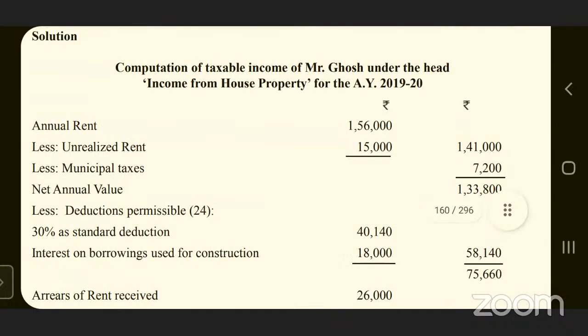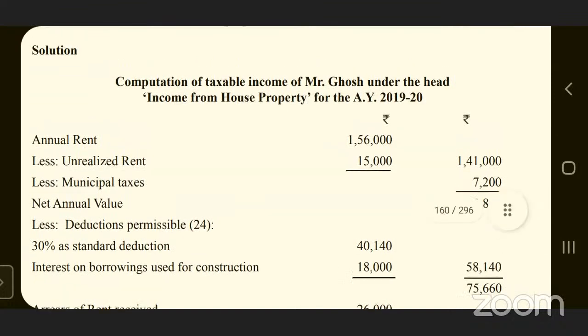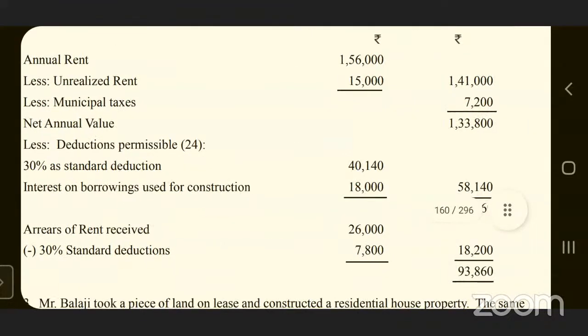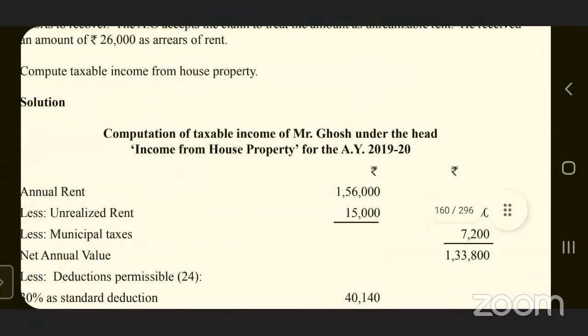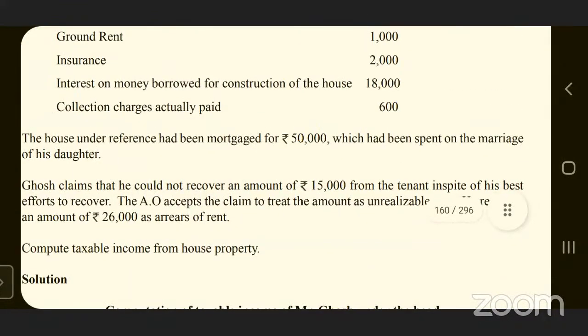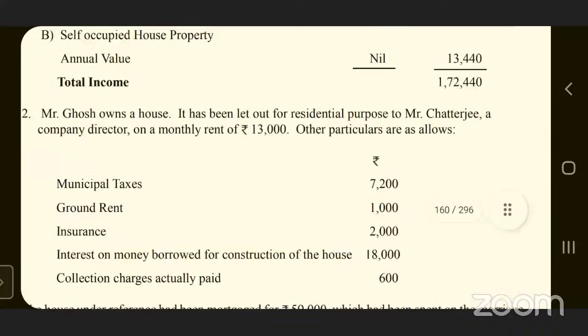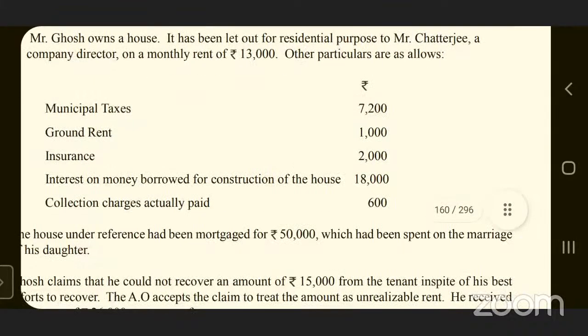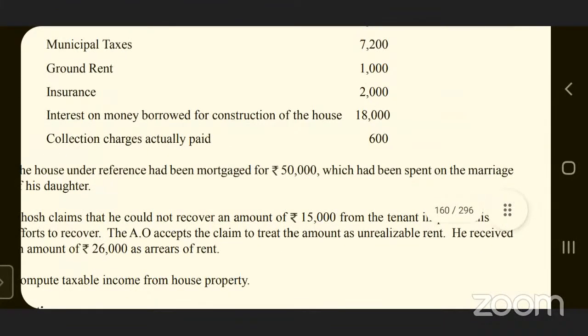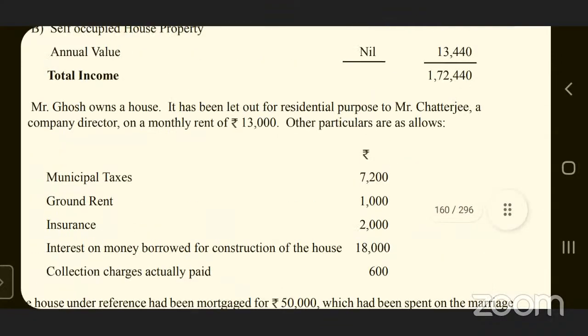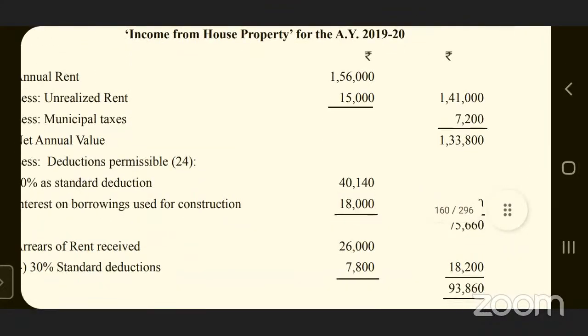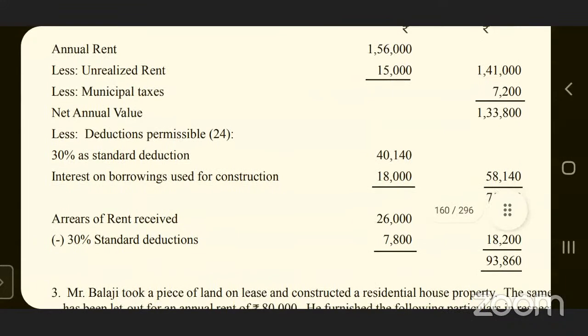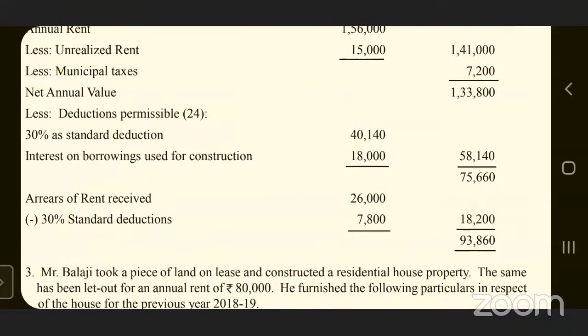Next one is interest on borrowings used for construction. So here, interest on money borrowed for construction of the house. We know very well that below 30,000 is admissible as deduction. So that 18,000 will be deducted.